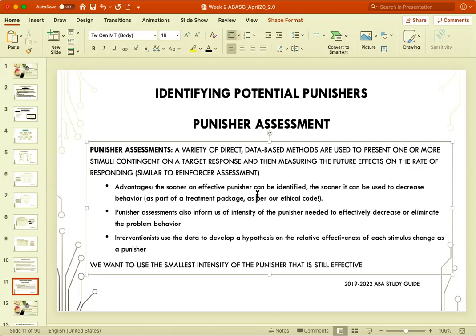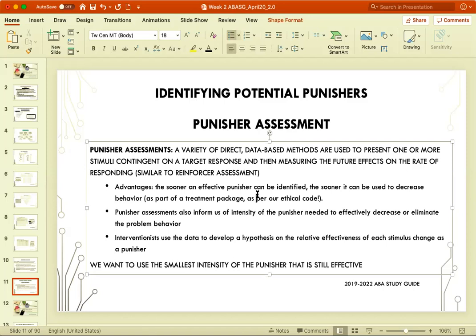We talk about the potential side effects of punishment. One way to do that is to do a punisher assessment. So you would present different adverse things and see which one has the most adverse reaction. Punisher assessments can also inform us of the intensity of the punisher. So you can figure out what the effective level or magnitude is of that punisher. And then you use that data to develop a hypothesis about the relative effectiveness of each stimulus change as a punisher. So remember, we only want to use the smallest intensity of the punisher that's still effective.